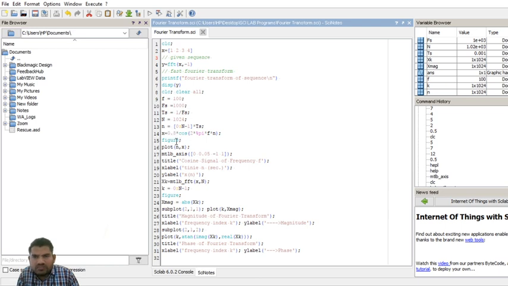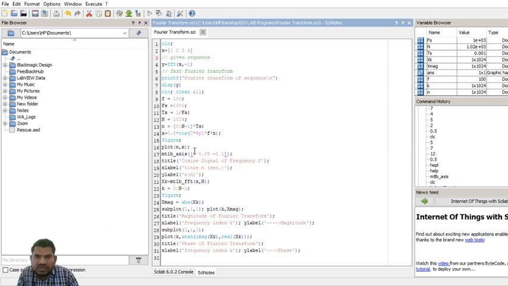Now we require the figure syntax: plot of n comma x. What is this n? Here n is the time axis, and x is the cosine signal, that means 0.8 into cos of 2 pi into f into n. That is the cosine signal.